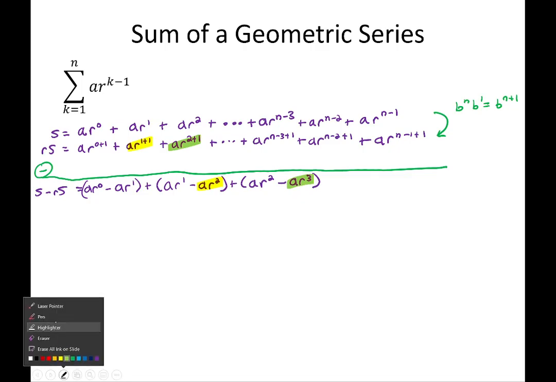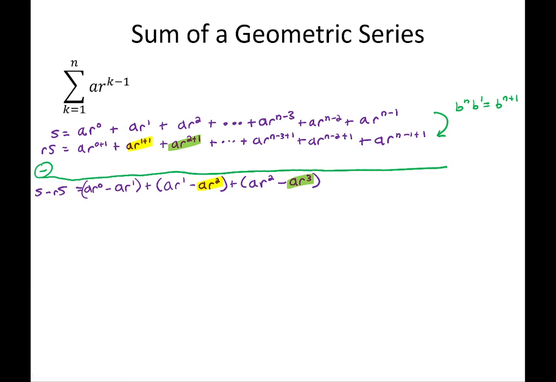Just color coding is helpful sometimes, making sense of this. Okay, and then we have the plus. Let's see. Dot, dot, dot. I'll continue down here. Plus ar to the n minus 3 minus ar to the n minus 2, plus ar to the n minus 2 minus ar to the n minus 1.